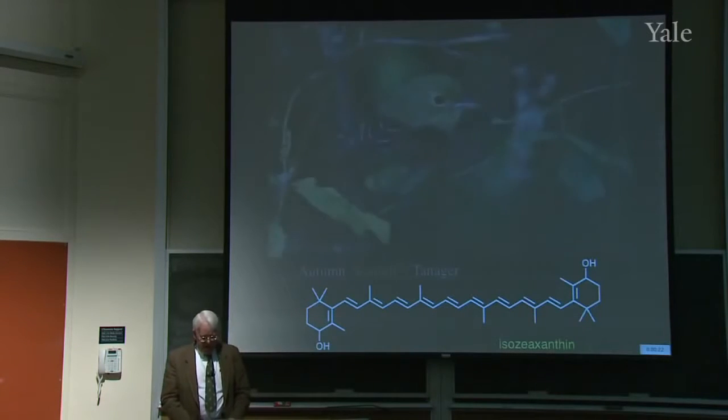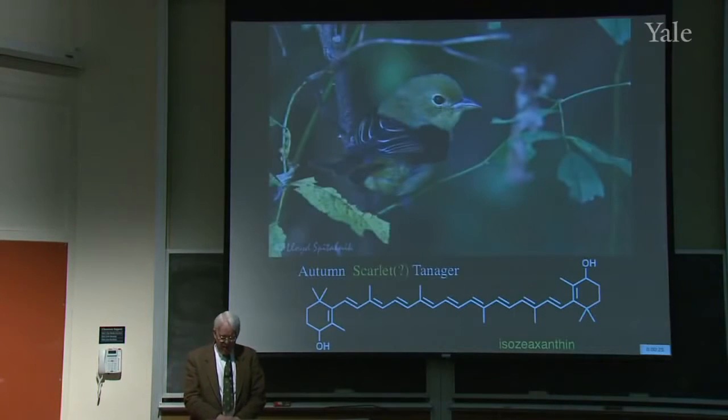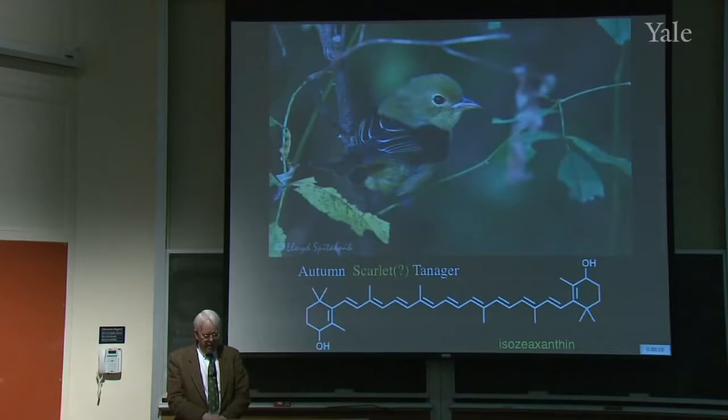Now, this related compound is called isozeaxanthin, right? And it turns out to be the stuff that's in the feathers of the scarlet tanager. Now, what's weird about this? It's what makes a scarlet tanager yellow-green, right? What's wrong with that? It's supposed to be a scarlet tanager, right?